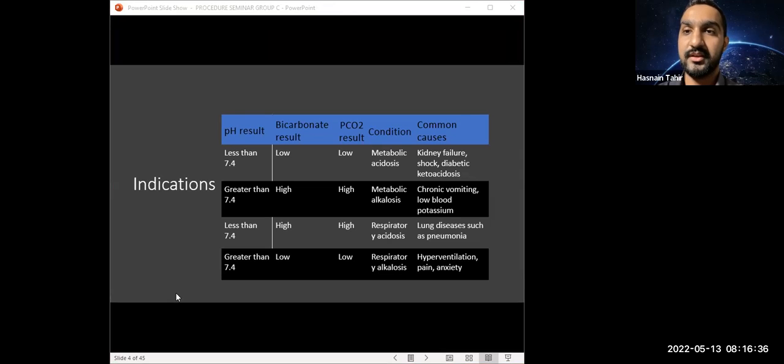The common causes could be, as has been indicated in the next column. But we have to understand that when it comes to VBG, because the partial pressure of oxygen and carbon dioxide is not that accurate, we will have to take ABG when it comes to respiratory problems. Other than respiratory problems, we can take VBG, but if we are expecting respiratory acidosis or alkalosis, then we will have to take ABG.